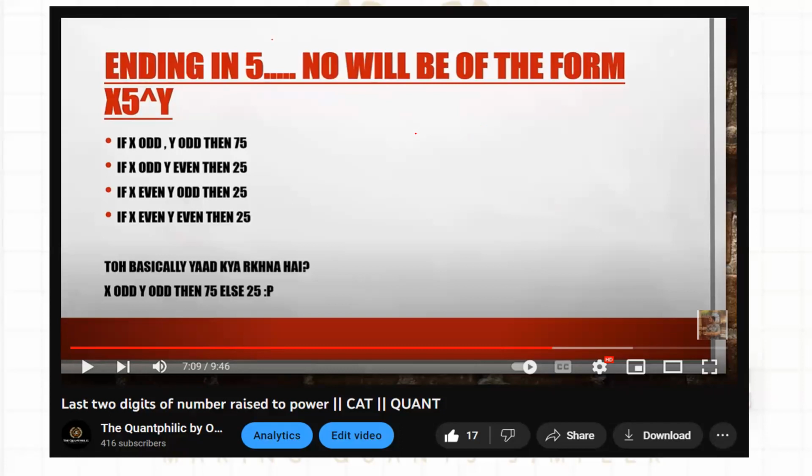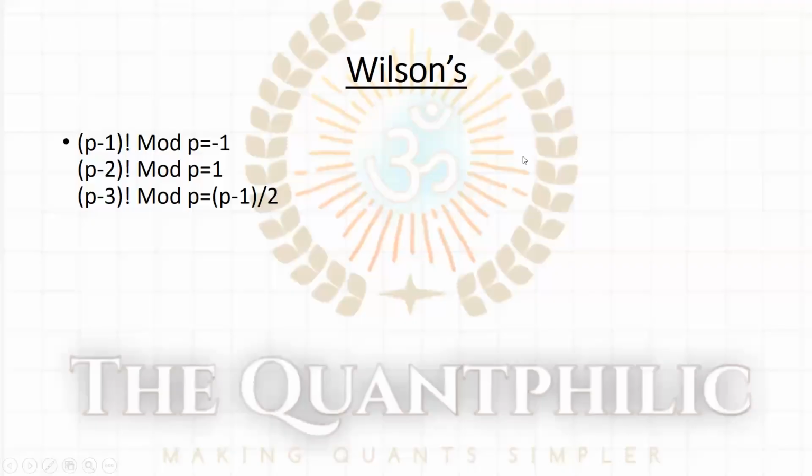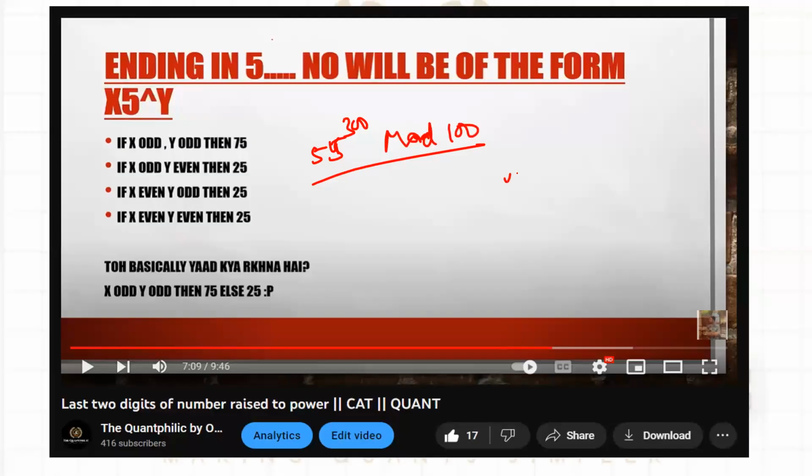Now this is very important as well, because this is a very good alternative to questions of finding, like, a number such as 55 to the power 300 mod 100. You have to find the remainder. So you can easily apply this. Look, see the shortcut. You have to remember that the number will be of this form: x to the power 5 y, where x and y are certainly digits.